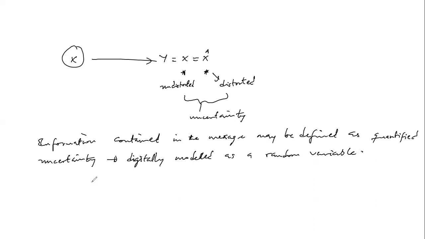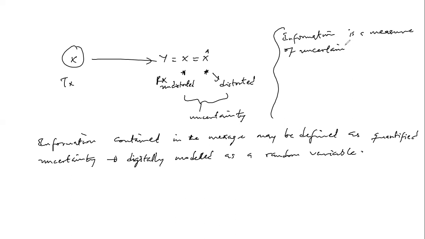Hence, if this is the transmitter and this is the receiver, we can conclude that information is the measure of uncertainty associated with the transmitted message symbol X. Okay, so information is a measure of uncertainty associated with the transmitted message.